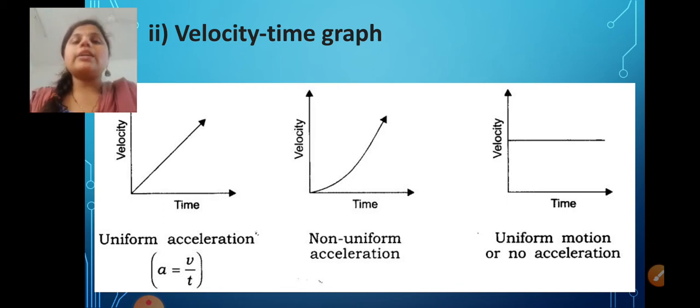Marks questions can ask you to show uniform acceleration in the form of a velocity time graph. Or non-uniform acceleration can be asked, and uniform motion or no acceleration or rest position can also be asked.